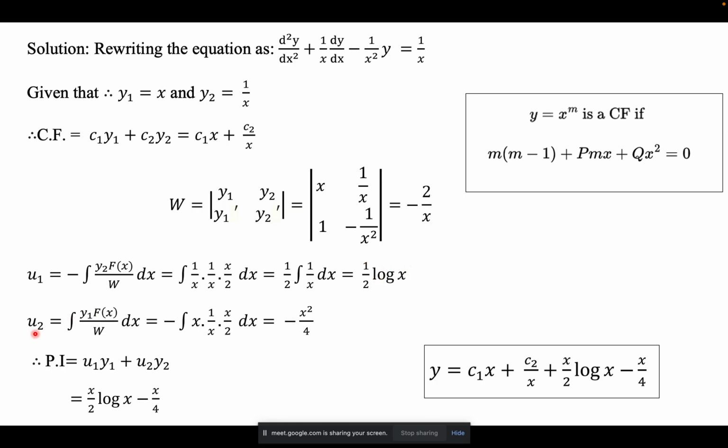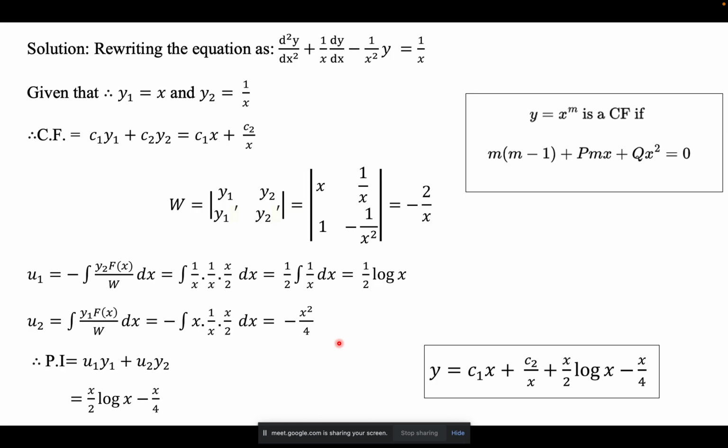Now the value of u2. The value of u2 will be the integral of y1 times f(x) upon W times dx. So the value of y1 is x, right? And the value of f(x) is 1 by x, and the Wronskian again you can write as minus 2 by x, and here comes the minus sign because there is a minus sign in the Wronskian. So again you can see you cancel the x in the numerator and denominator, so you are left with the integration of x by 2 dx, which is equal to minus x square by 4.